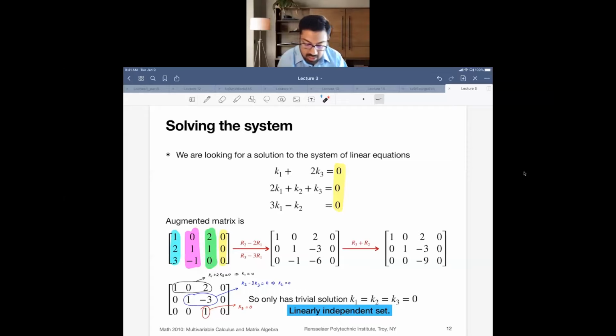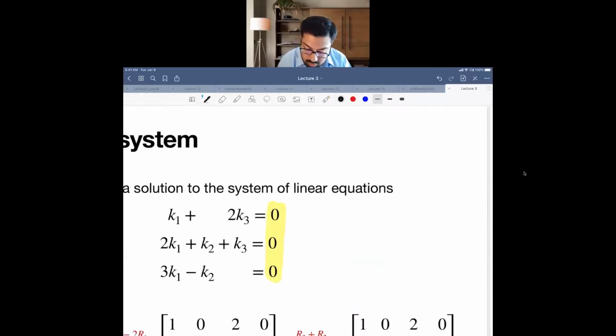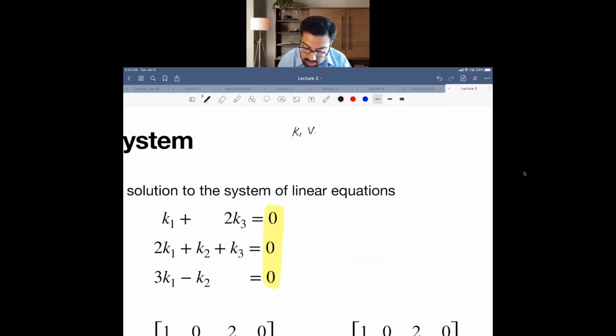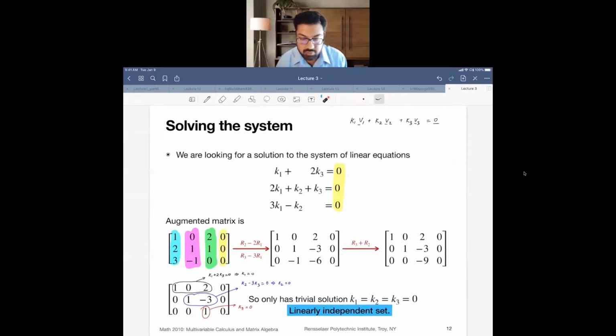So that means that k1 v1 plus k2 v2 plus k3 v3 equals 0 has no other possibility for the given three vectors. There's no other possibility with which you can cancel these three out to get a 0 vector, except for when all the k's are equal to 0. That's what a linearly independent set of vectors means.